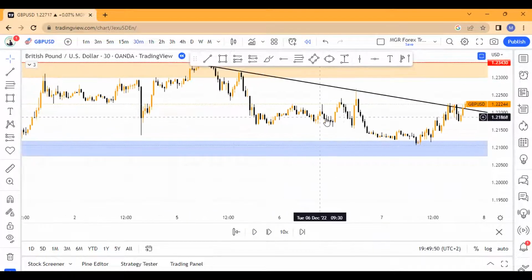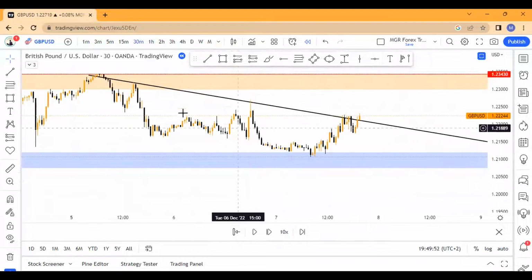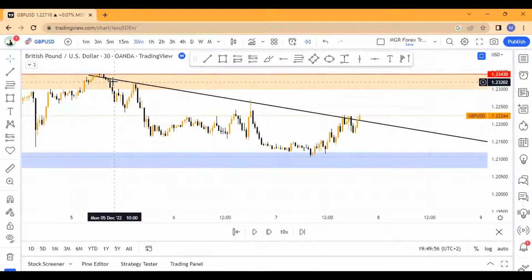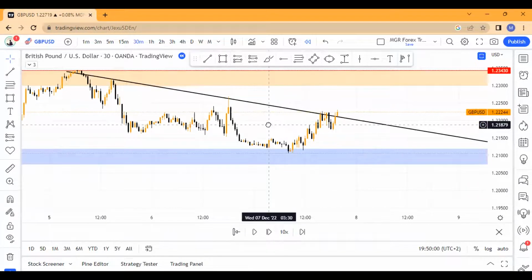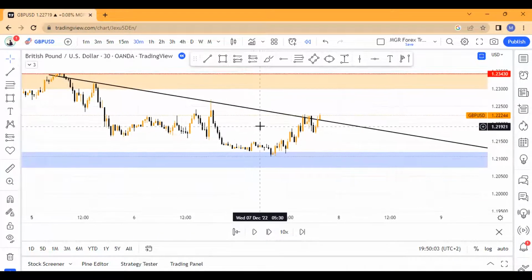Now the question is, where are we going to find our entry? Where have our trend line broken on the 4 hourly? The same trend line broken on the hourly. Where are we going to find the entry? And this is a major problem that comes with many traders. They are always right on the direction, but they are incorrect on the entry.